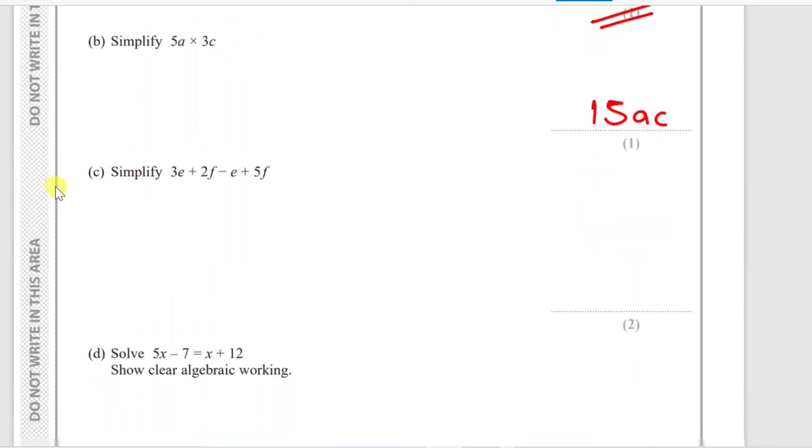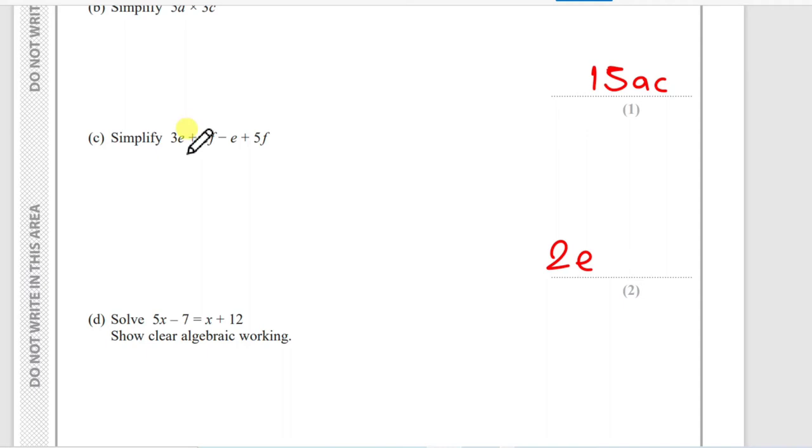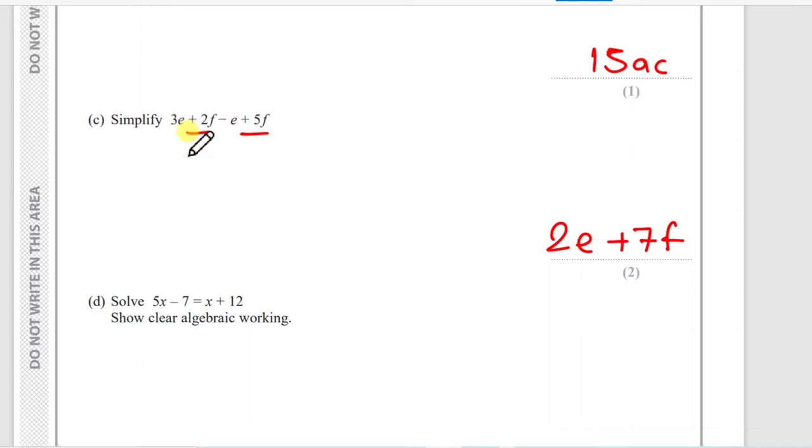Nice. Simplify 3E plus 2F minus E plus 5S. So first we deal with the E's, then we deal with the F's. You can't combine them. So 3E take away E, which is basically 1E. So 3E take away 1E is 2E. And then 2F, which is positive. So look at the sign in front. Positive 2F plus positive 5S gives us a positive 7F.